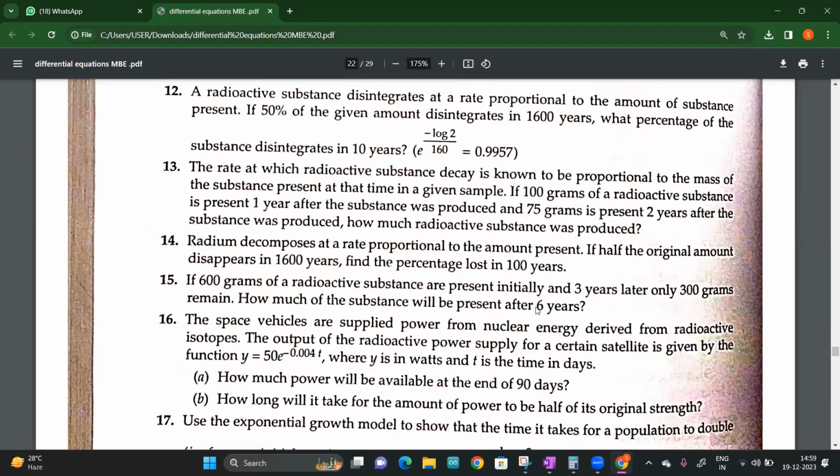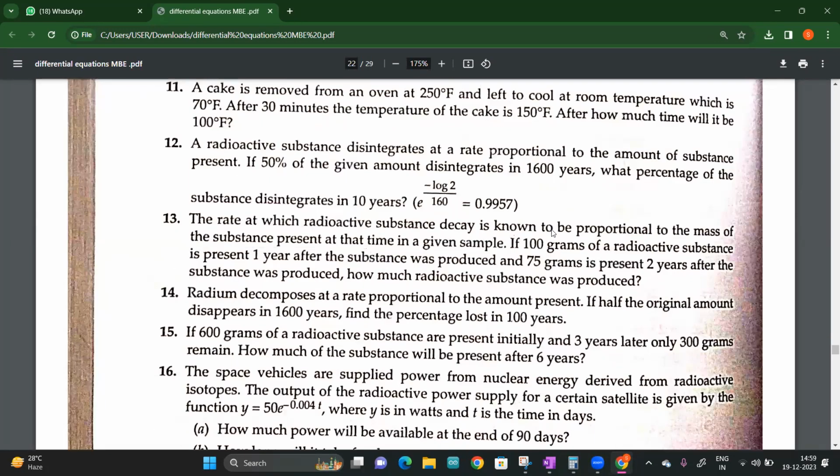We have the 16th question, 18 questions. Copy the 13th question.